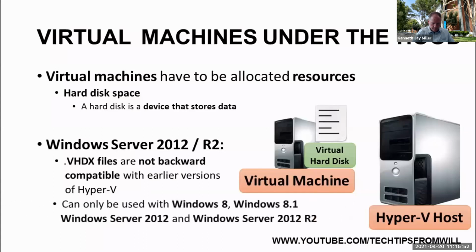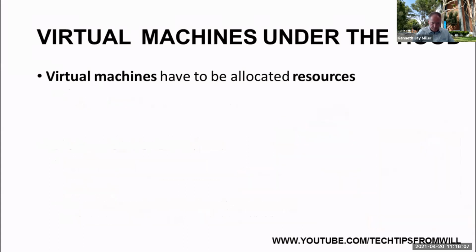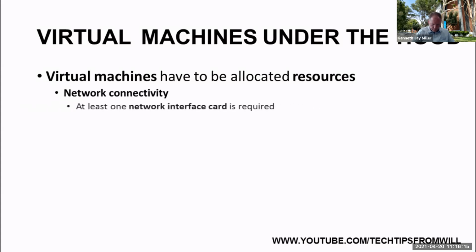.vhdx virtual hard disks can only be used with Windows 8, Windows 8.1, Windows Server 2012, and Windows Server 2012 R2 Hyper-V servers. The final resource I'd like to mention is network connectivity. In order for a physical computer to participate in a network, it must have at least one network interface card installed. The network interface card is programmed with an IP address, and the computer is then able to communicate with the other computers on that network.